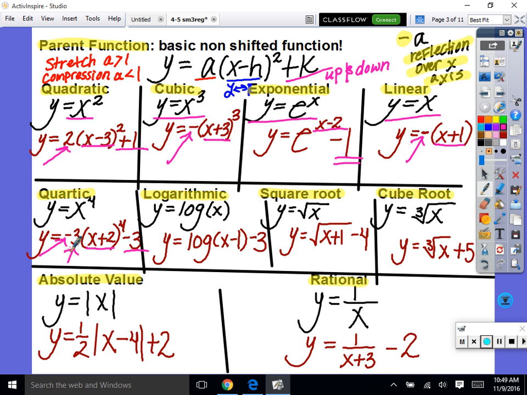Does everybody understand? Okay, this is a logarithmic function. We haven't got there. We'll get there later in the year. A logarithmic function. This is the parent function, no shifts. So this would be a right 1, down 3 of a log.